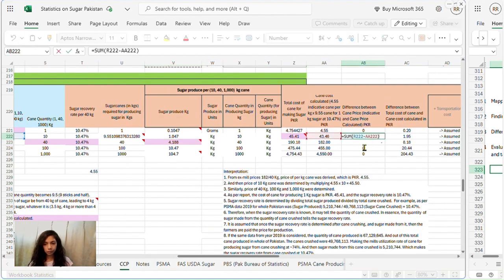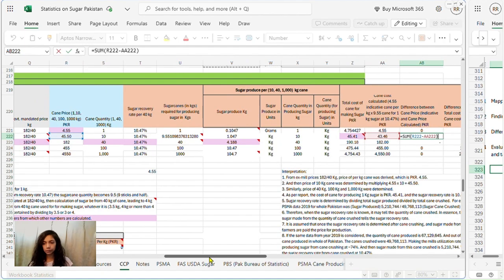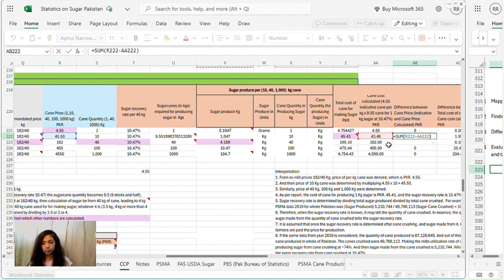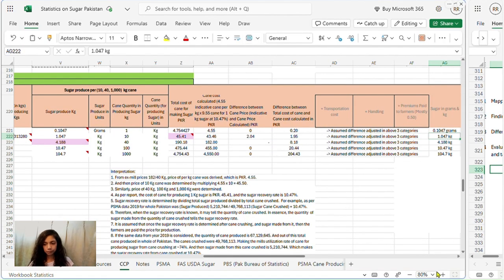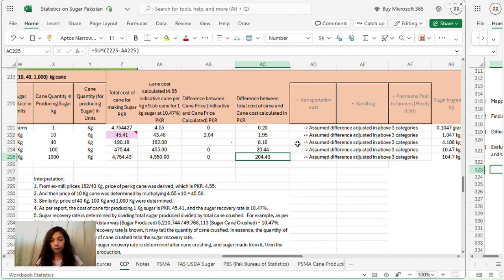Now this difference was here and here from the price of cane with reference to indicative prices, and the difference of the cane 10 kgs, which is calculated with reference to 10.47% of sugar recovery rate. That is here where we first write this sugar 4.188. So this is very scientific, you can say. There is a lot of science beneath this, so we are going to discuss it in the next video because it is going to take a lot longer.